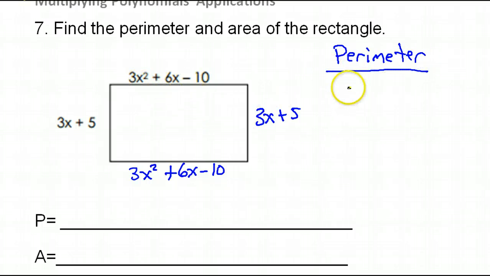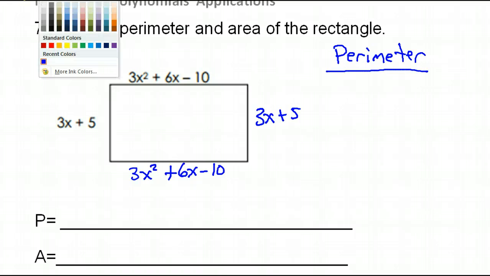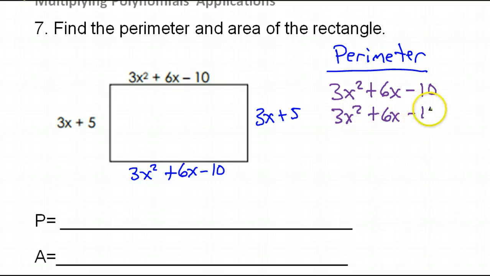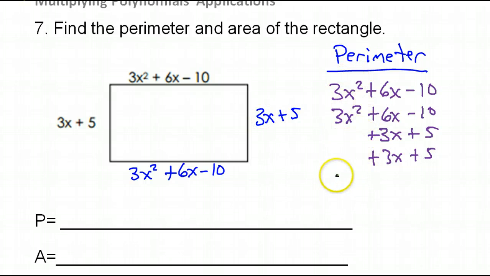The perimeter is going to be the sum of all these, so I'm going to write, I feel like changing colors. Let's do purple. The perimeter is going to be 3x squared plus 6x minus 10. That's the top. And then another 3x squared plus 6x minus 10. That's the bottom. Then I'm going to do a 3x plus 5. That's the left. And here's another 3x plus 5. That's the right. So if I add up all of this, that should be the perimeter.